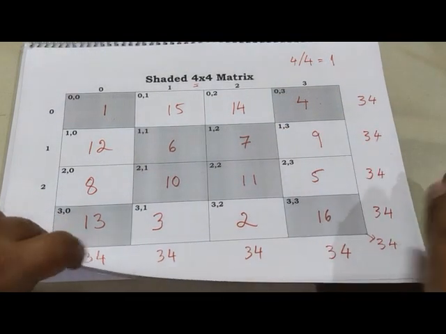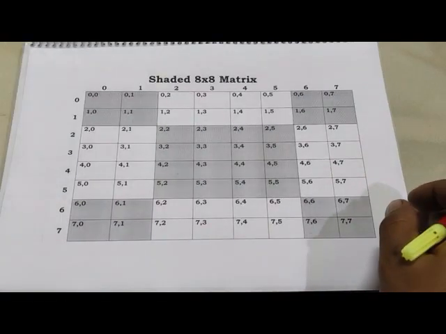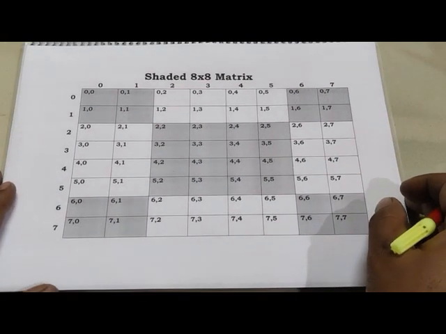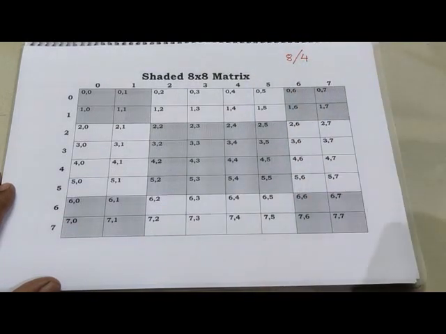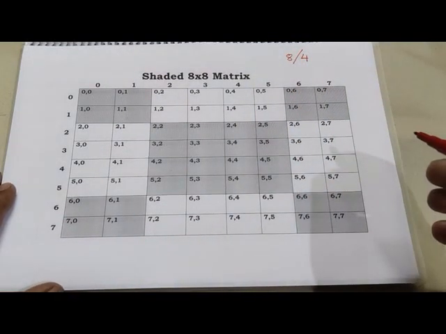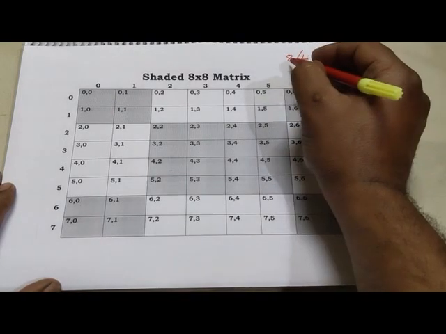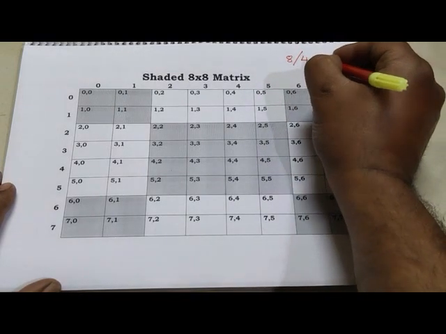Now the same logic can be applied for 8 into 8 matrix. Here 8 will always divide by 4 because this is a doubly even magic square what we are trying to build. So 8 divided by 4, what we get is 2.